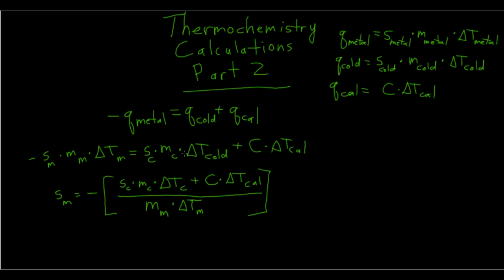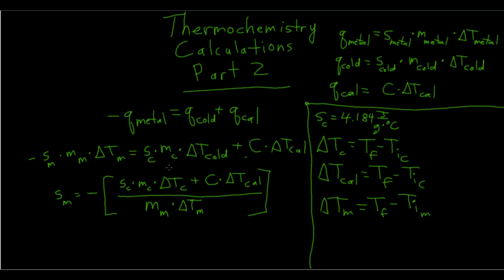So if we substitute in for what the Q's mean, we get this equation right here. And if we rearrange this equation and solve it for the specific heat capacity of the metal, which is the first goal in this part of the experiment, we get this equation right here. And we know everything on the right-hand side from the experiment. We can plug in and get our specific heat.